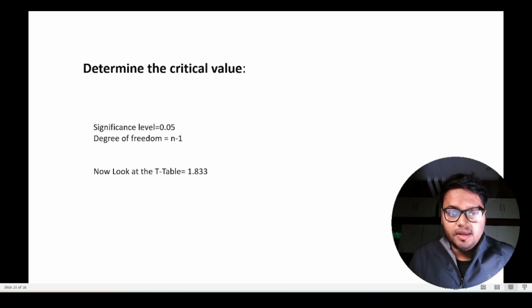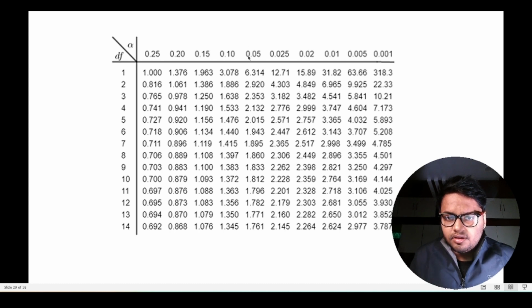The fifth step is to determine our critical t value. In order to determine the critical t value, we need two things. First of all, we need the level of significance. Whenever the level of significance is not given in the question, we assume that 5% will be the level of significance, which is 0.05. And the degree of freedom is n minus 1. The number of samples is 10, so 10 minus 1 will be 9. Now we will look at the t table and find our t value. If you see the table, here 0.05 is the level of significance and 9 is the degree of freedom. So our t value is 1.833.